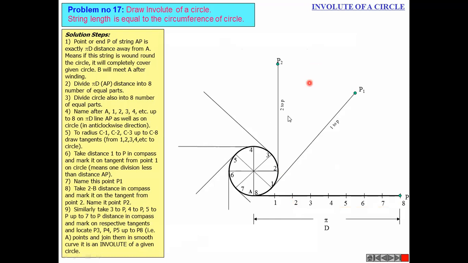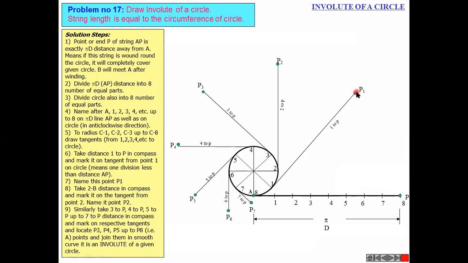Okay. Next, what we'll do? Distance from 3 to 8. We'll put our compass on 3 and mark that on this tangent, so it will be P3. Similarly, P4, P5, P6. Now distance from 7 to 8, we'll put our compass on 7 and mark on 8. Now 8 to 8, there is nothing, 0. So that point will be directly on 8, the end point.